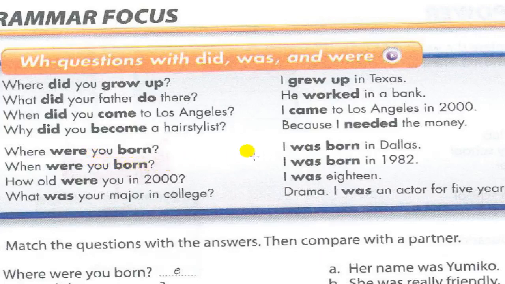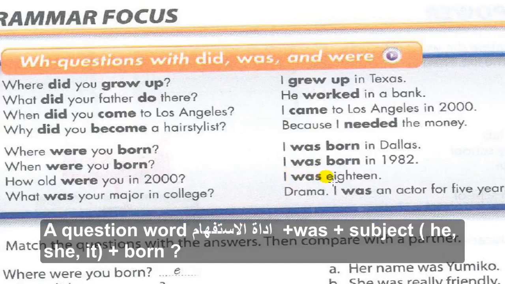In the answer: where were you born? I was born in Dallas. When were you born? When, time? I was born in 1982. How old were you in 2000? I was 18 years old.